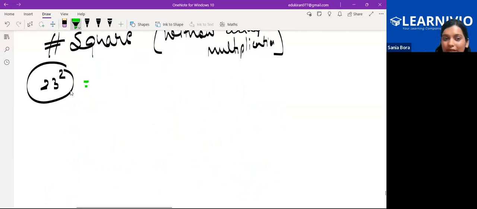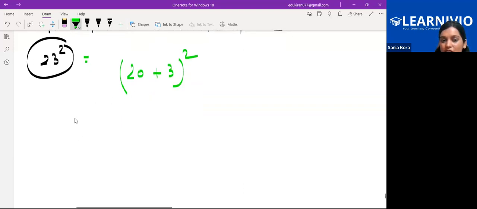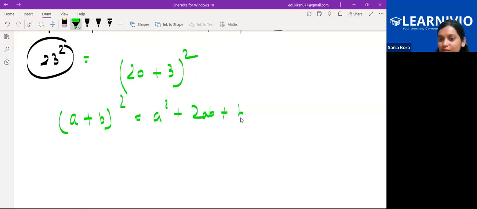Okay, now this 23, first of all, I will break it. Can I write it like this? 20 plus 3, can I write it? Yes, ma'am. Everybody? Okay. Now, you have to match it with the identity, A plus B whole square. Does it look like this somewhere? Yes, ma'am. So it is A square plus 2AB plus B square.